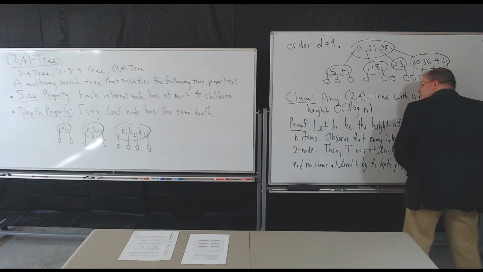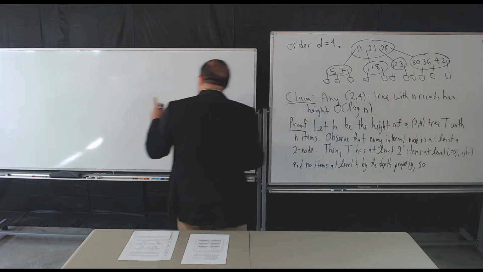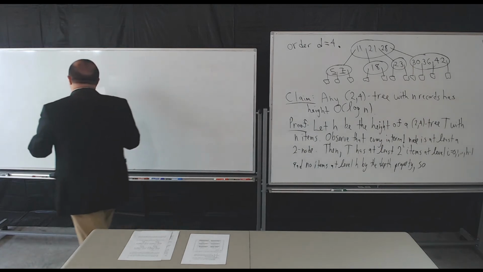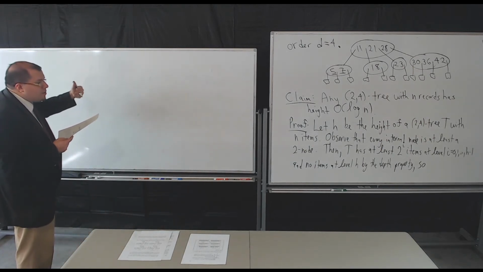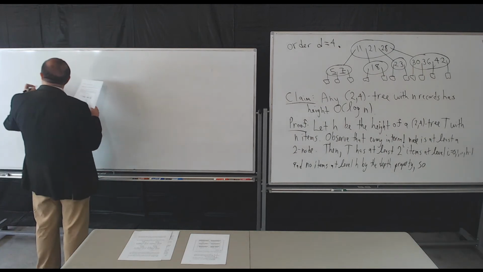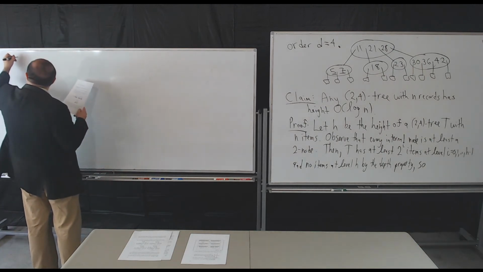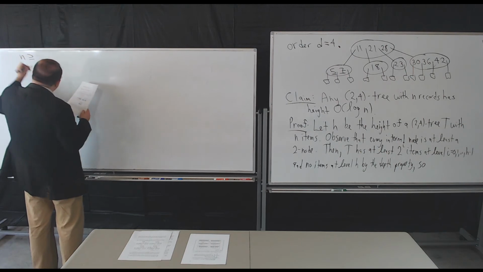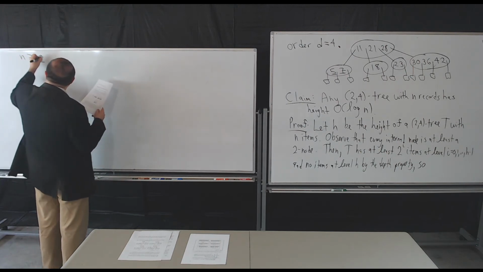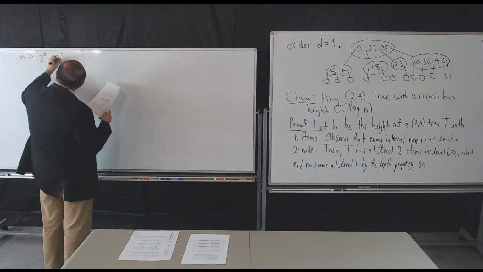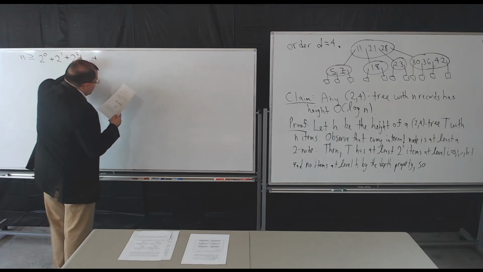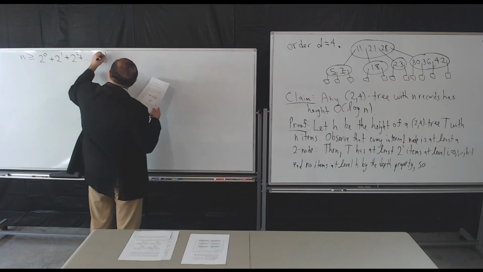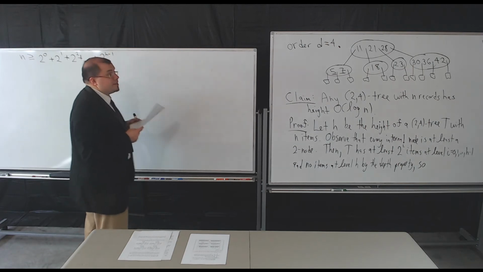So, what can we say? Well, what does that mean? I have something below that is actually going to operate like a bound in relation to n, the number of records. So, n is greater than or equal to 2 to the power of 0 plus 2 to the power of 1 plus 2 squared plus so on up to 2 to the power of h minus 1. Remember, those are all the ones in my tree.